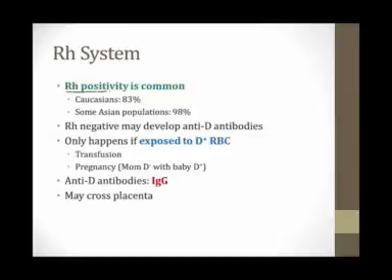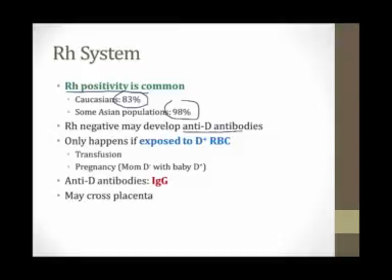Most of us are Rh positive. Rh positivity is very common among Caucasians. 83% of people are Rh positive. In some Asian populations, 98% of people are Rh positive. If you are Rh negative, however, you can develop anti-D antibodies, but this does not occur naturally like it does with the A and the B antigens.